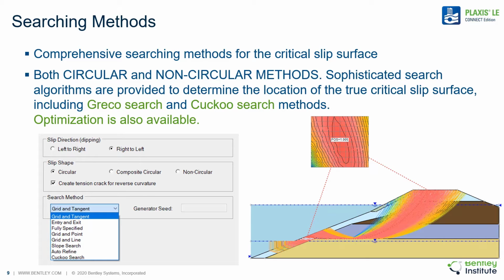Searches such as grid search and cuckoo search methods can be implemented, and then optimization techniques take a circular or a non-circular slip surface and break it into line segments and further optimize the solution to try to make sure that you have the critical slip surface.